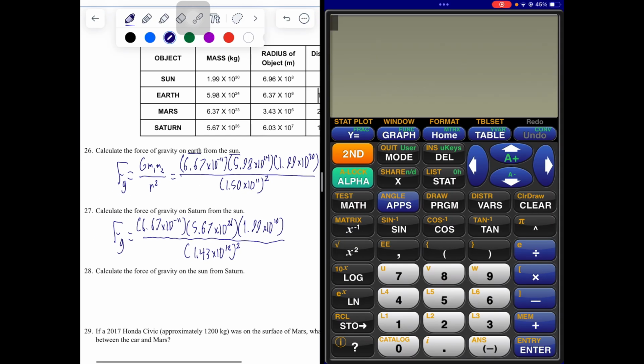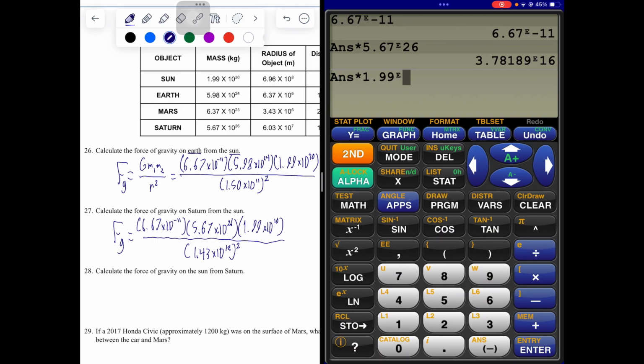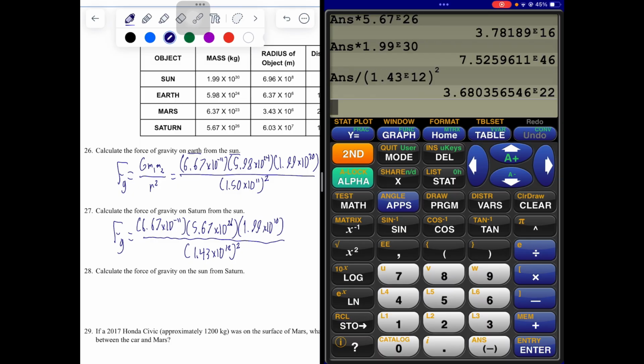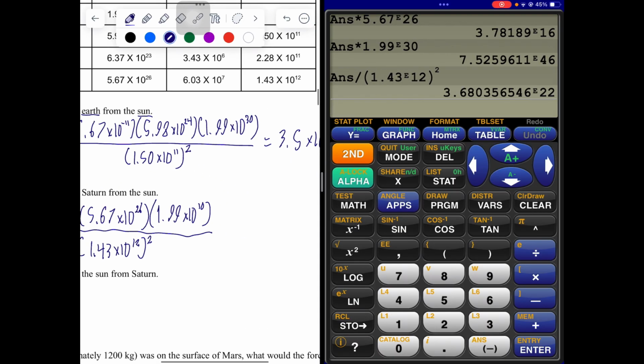Again, entering this all in, 6.67 times 10 to the negative 11th. As you do more and more of this, you'll get pretty quick. To the 26th times 1.99, 10 to the 30th, and then we're going to divide, put it in parentheses, 1.43 times 10 to the 12th, and we're going to square that. 3.68 times 10 to the 22nd.